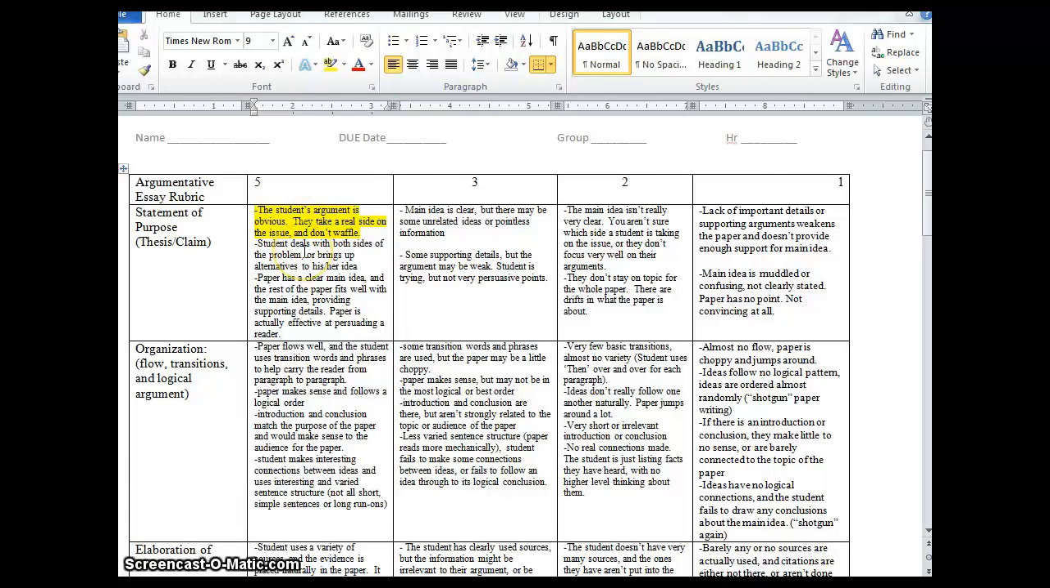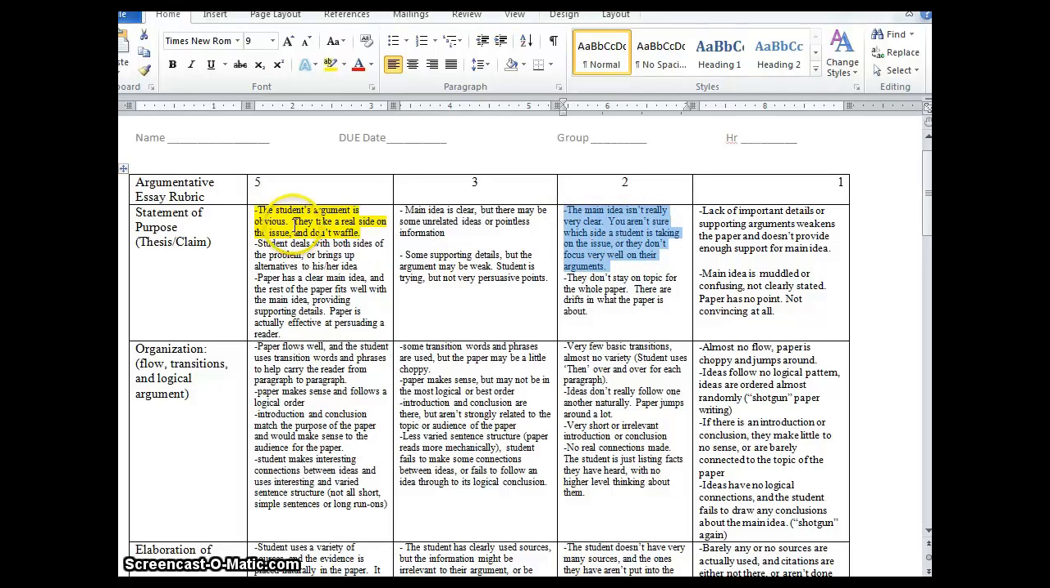Then you're looking down. If the main idea is clear, but there may be some unrelated ideas or pointless information, if you read something that's no good, then obviously you would check this section. The main idea isn't really very clear. You aren't sure which side a student is taking on these issues, or they don't focus very well on their arguments, then you would come up here. Like I said, if it's unclear, come to a 2.